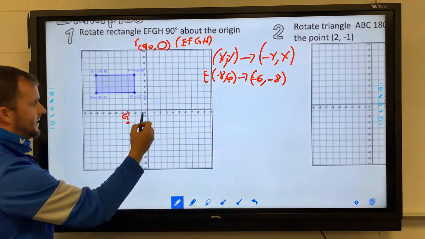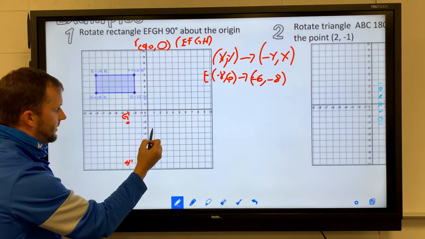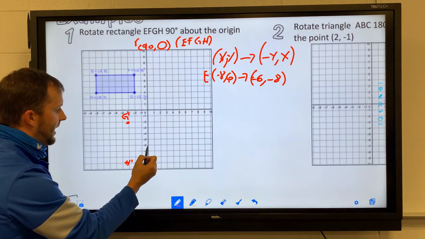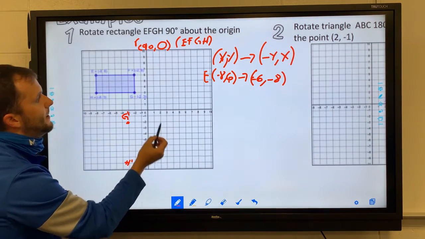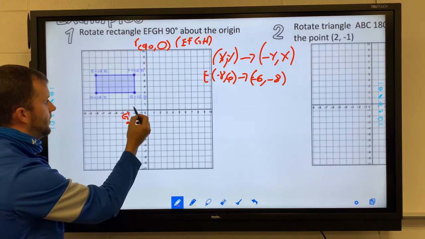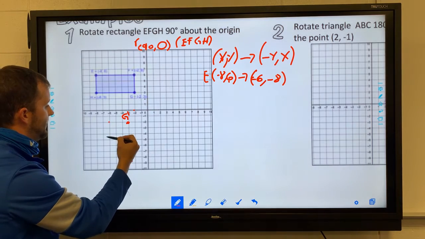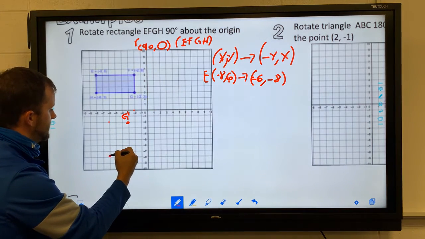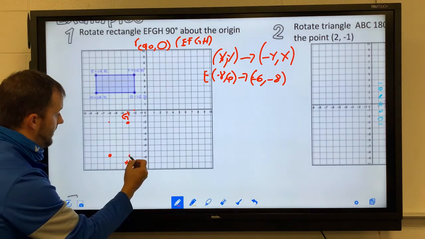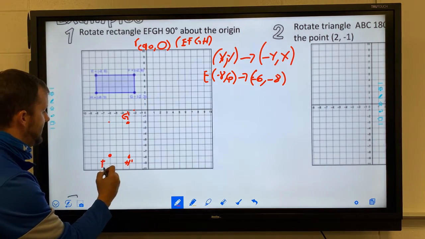So now I'm going to plot that. -6, 1, 2, 3, 4, 5, 6, -8. Oh no, sorry, -6 is going this direction. 1, 2, 3, 4, 5, 6, then 1, 2, 3, 4, 5, 6, 7, 8. And this is going to be your coordinate for that point, okay? So this is going to be E prime.